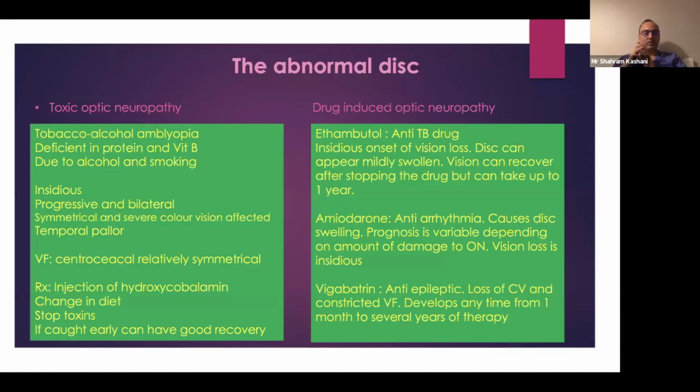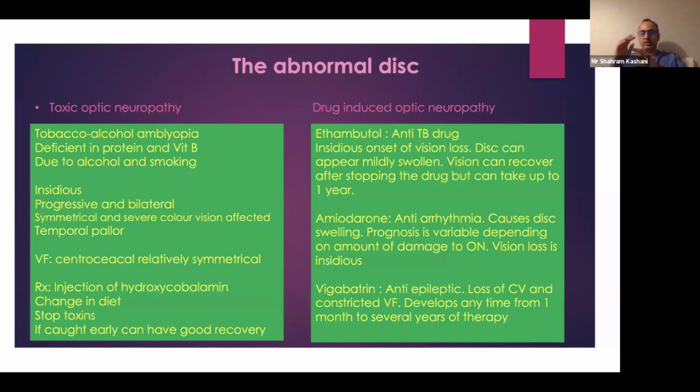So tobacco-alcohol amblyopia is common, and often it's because of vitamin deficiencies, in particular B12 and folate. You tend to get central scotomas, so centrocecal scotomas. They will tell you they smoke 40 a day or drink a bottle of wine a night, and that can obviously have an effect on your optic nerves in time.